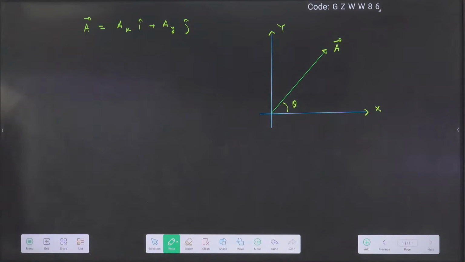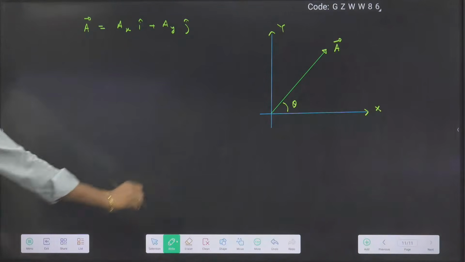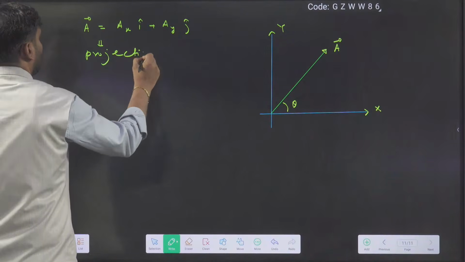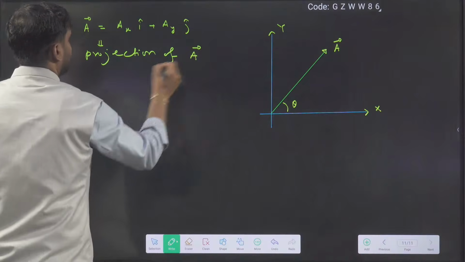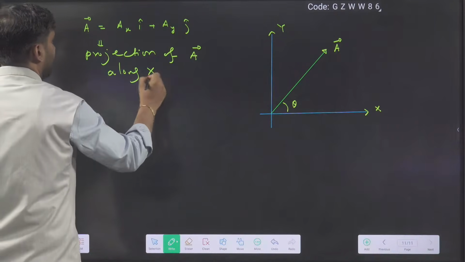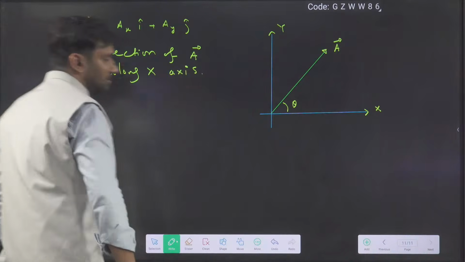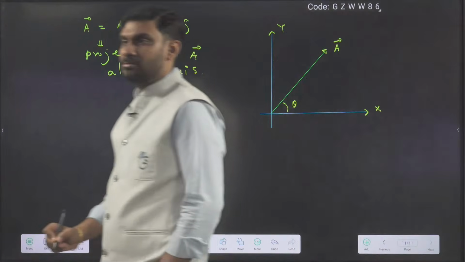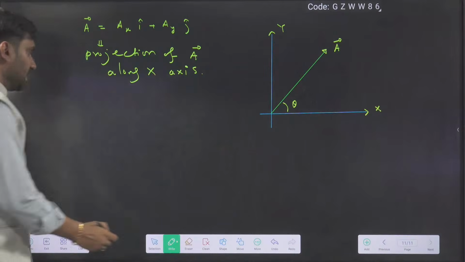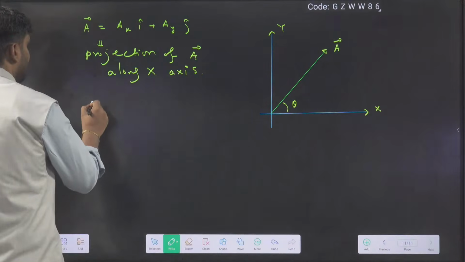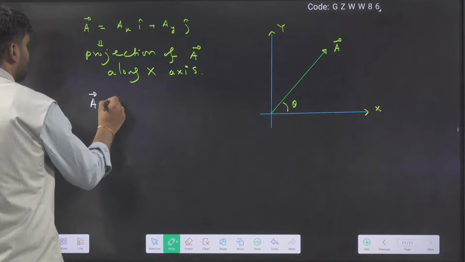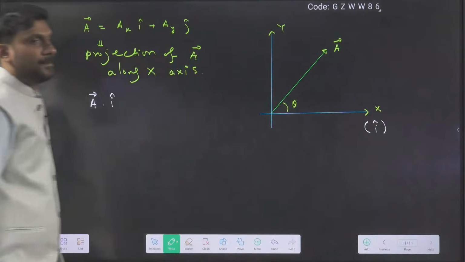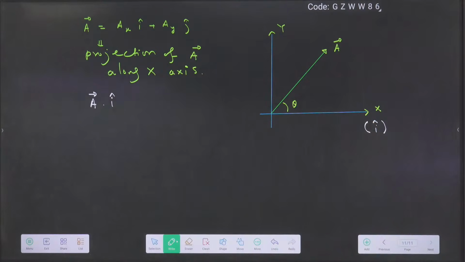ध्यान से देखना, all of you, please pay attention. This is very, very important, right? I want to get projection of A vector along x-axis. What we want to get? Projection of A vector along x-axis. So what we write? We write A vector dot I cap. Why? Because along x-axis unit vector is I cap only. So we write A vector dot I cap.